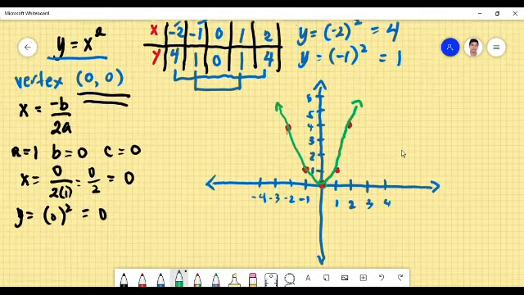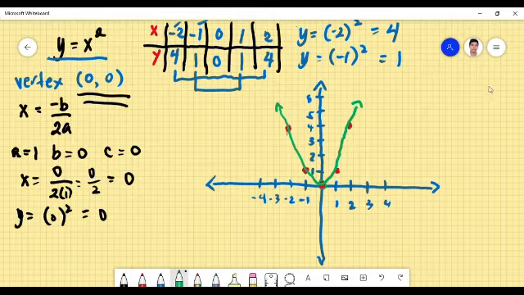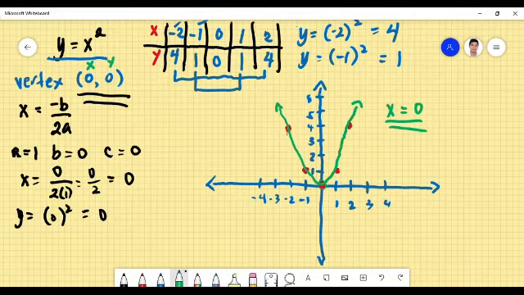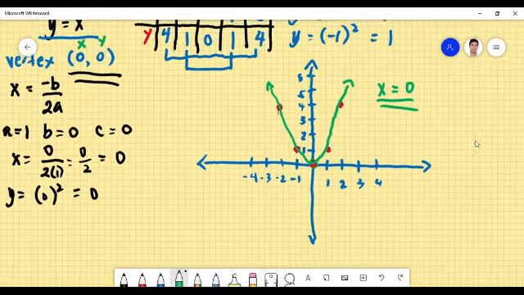So, according to our table of values, symmetrical siya. At ang ating axis of symmetry is x equal to 0. Okay, so kung ano yung x natin sa vertex, yun yung magiging axis of symmetry. So x is equal to 0 is our axis of symmetry. So ito yon. Okay? So natry natin yung sa y equal to x squared.